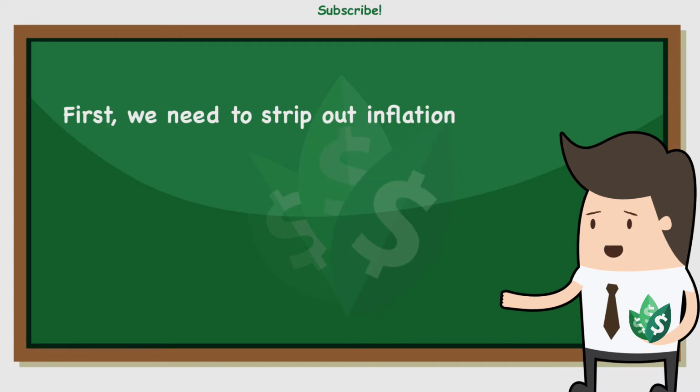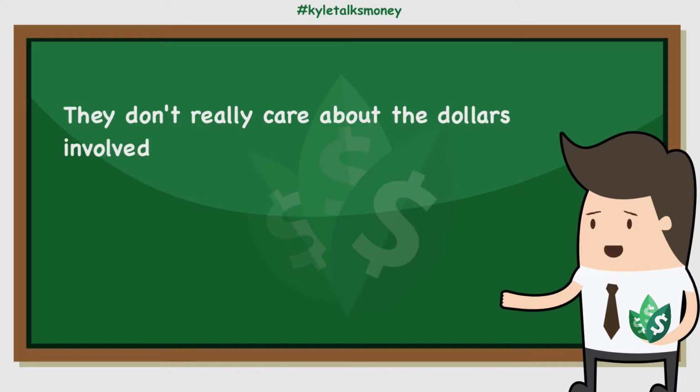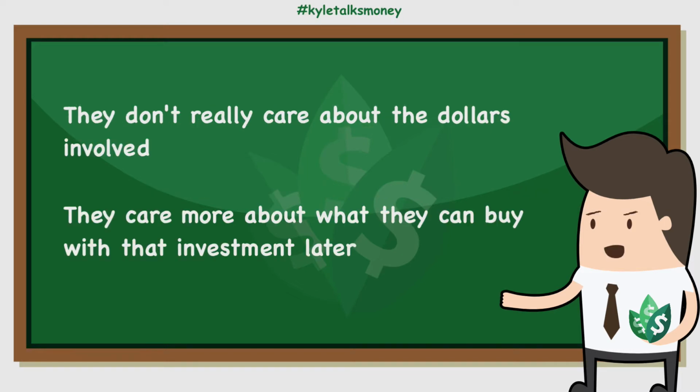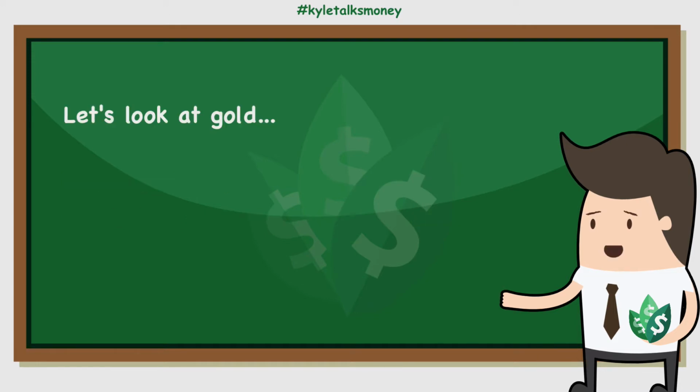The first thing we need to do is strip out inflation. The reality is investors are interested in increasing their purchasing power. That is, they don't care about dollars or yen per se, they care about how many cheeseburgers, cars, pianos, computers, or pairs of shoes they can purchase. When we do that and look through the data, we see the rate of return on various assets by their type. Let's talk about gold.